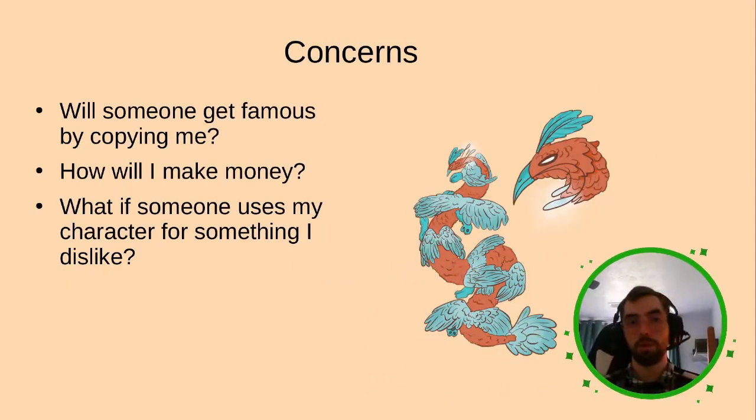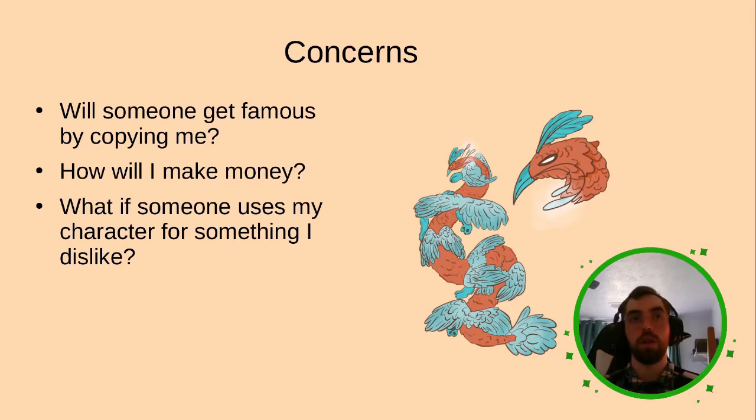And you might have some concerns about free culture, like, will someone get famous by copying me? Maybe they might get famous, but you can use a copyleft license that requires attribution so that if they make a copy of your work or an adaptation, they have to list you as the original author. You might wonder, how will I make money? It can be hard to make money on free things. Like in the free software movement, we're having trouble doing that as well.